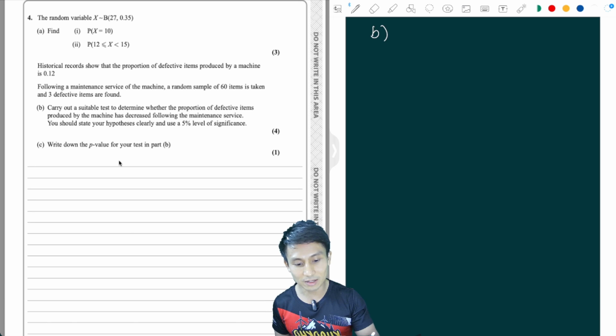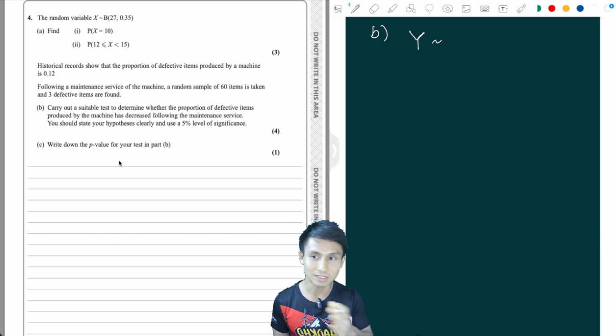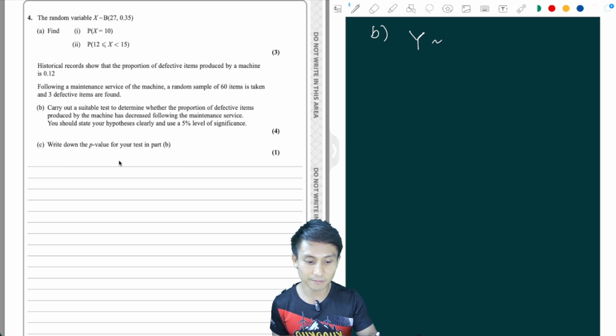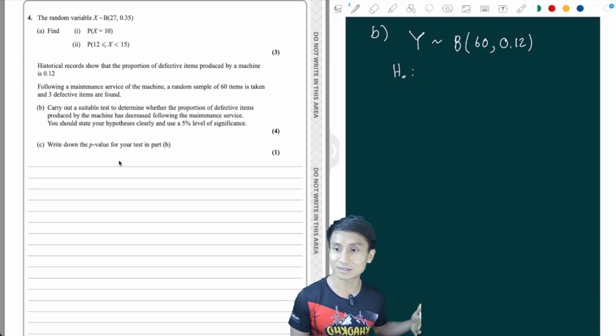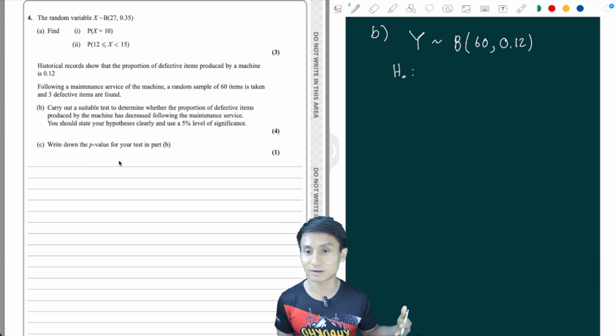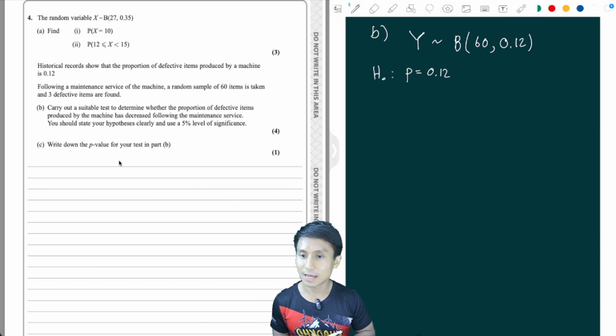Now we should write the, I'm just going to use Y here because X is already used. We should write the statistical distribution first. So this is binomial again, right? So we're going to use B, and we have 60 items, so I'm going to put 60 there, and the probability of success is 0.12. Hypothesis H0 is, well, we are assuming that it is still 0.12, the probability of defective items. So we just write P equals 0.12. Okay. And then the alternative hypothesis is P what?